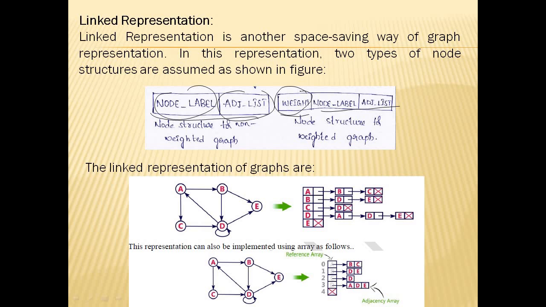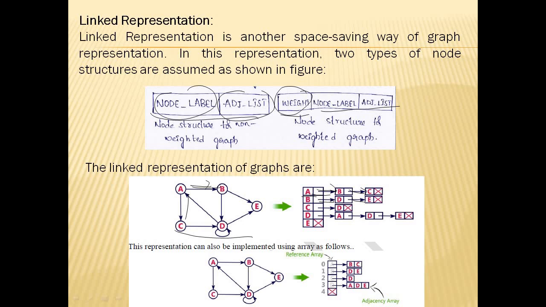Here we have one example. This is a graph, and from A to B we have an edge. So A has an adjacency list linking to B. From A to B and A to C there are edges, so A links to B and C. This is the link. Same for B: B to D is there and B to E is there.